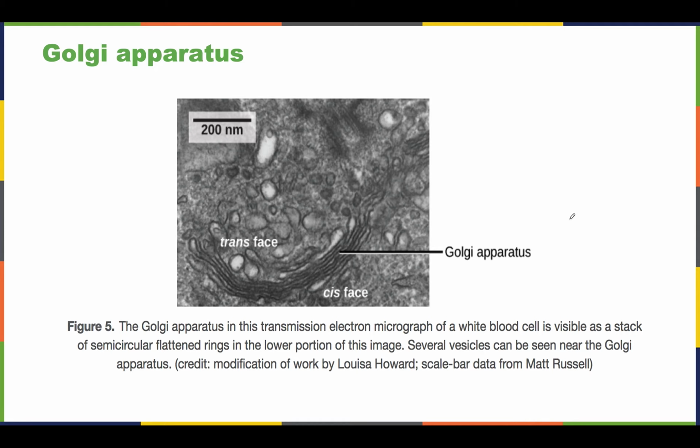Here's an electron micrograph of a Golgi apparatus. This is the cis face and that's the trans face. And you can see all these vesicles that are budding out of the trans face and taking stuff away from the Golgi apparatus, and these are vesicles that are fusing with the cis face.